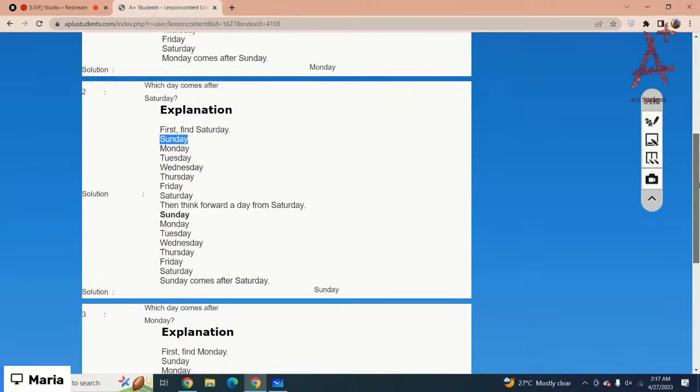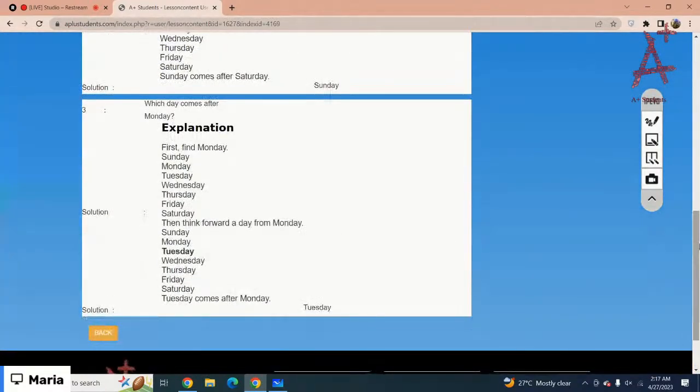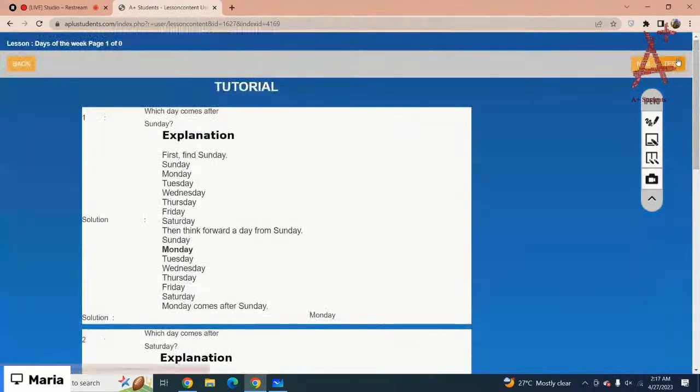Okay, which day comes after Monday? So just look at the Monday in the list and see what's next after the Monday. So here is the Monday. The next one is Tuesday. So that means right after the Monday we have Tuesday in the list. So let's just start with the practice questions.